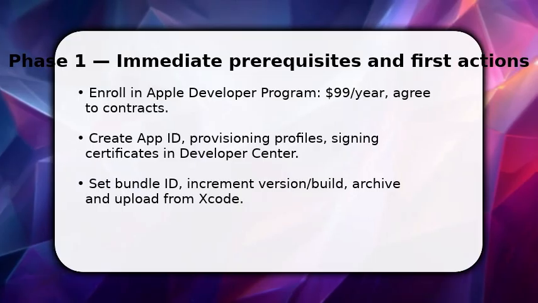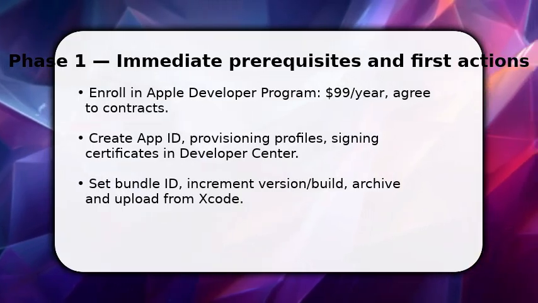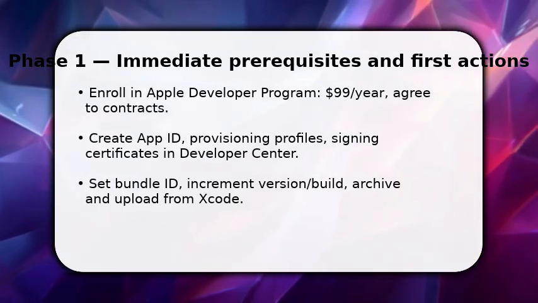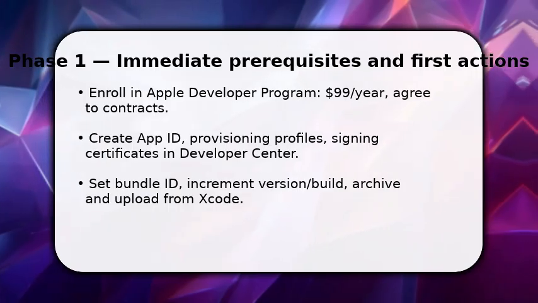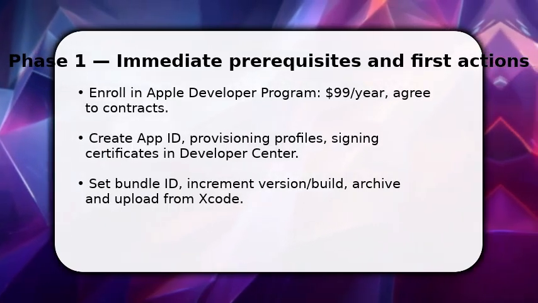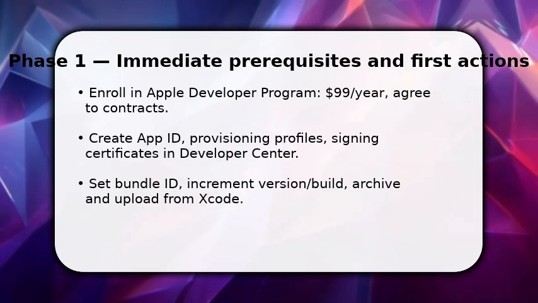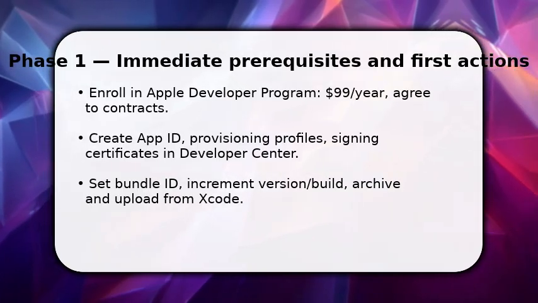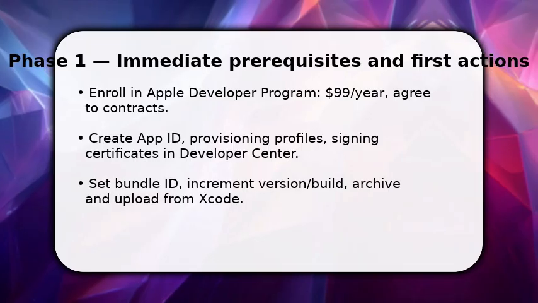You start by getting prerequisites in place. Enroll in the Apple Developer Program and create an app ID and provisioning profiles. Once done, generate and install signing certificates, set the bundle identifier, and increment the version and build numbers.